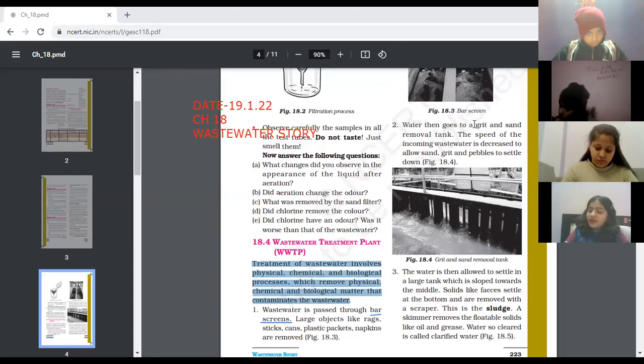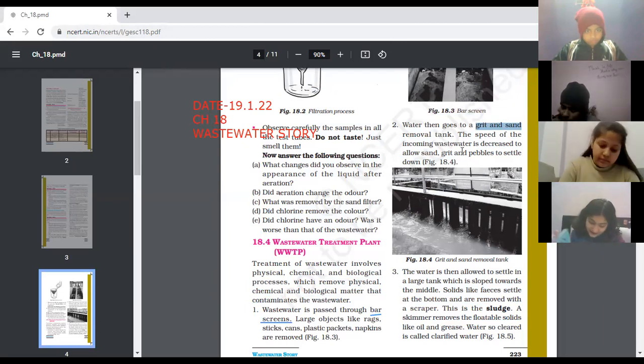After that, your second step is the grit and sand removal tank. Kindly underline this, or you can give it a heading also. Grit and sand removal tank. What happens in this tank? Water then goes to the grit and sand removal tank. Here the speed of the water is slowed down. Why does that happen? So that the impurities can settle at the bottom. Which type of impurities? Like sand, grit, and pebbles settle at the bottom.